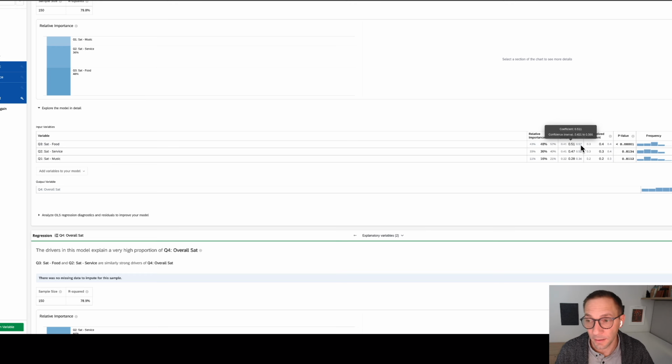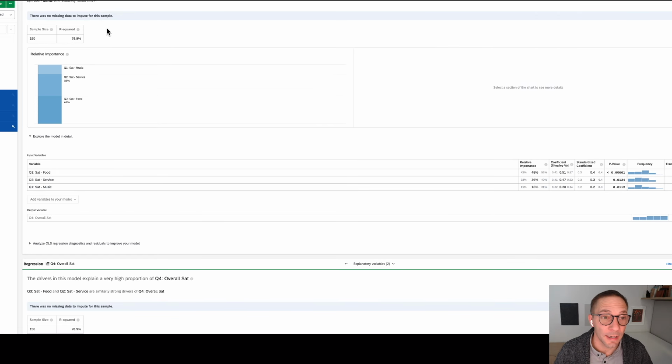So you could say, just as an example, as satisfaction with food increases by 1 point, you'd expect overall satisfaction to go up by 0.51. And that's while taking into account or controlling for satisfaction with service and satisfaction with music. Then we can say, okay, for satisfaction with music, as that goes up by 1 point, we'd expect overall satisfaction to go up by 0.28. That is a significant relationship, and that's while controlling for satisfaction with food and satisfaction with service.